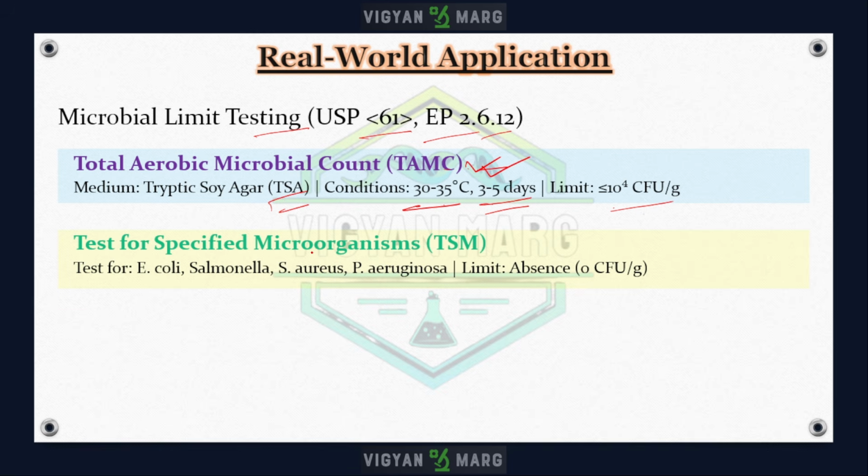Okay, and next is test for specific microorganisms, TSM. In that case, we check for specific pathogens such as Escherichia coli, Salmonella, Staphylococcus aureus, and Pseudomonas aeruginosa. Here the acceptance criterion is typically absence of the colonies.